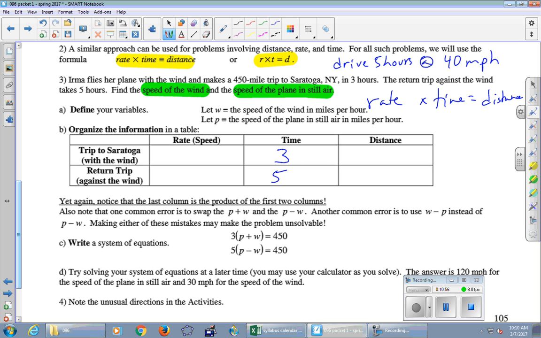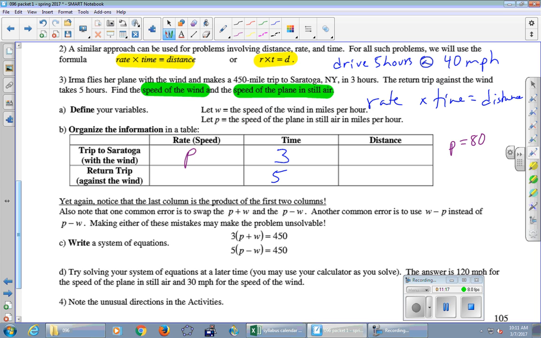Okay, so here's the trickiest part. We've got to figure out what our actual rate of speed is. Now, the speed of the plane we called P, but you can't just put P right there, because you are getting helped by the wind in one direction and then you're getting hurt by the wind in the other direction. So it's not just P.